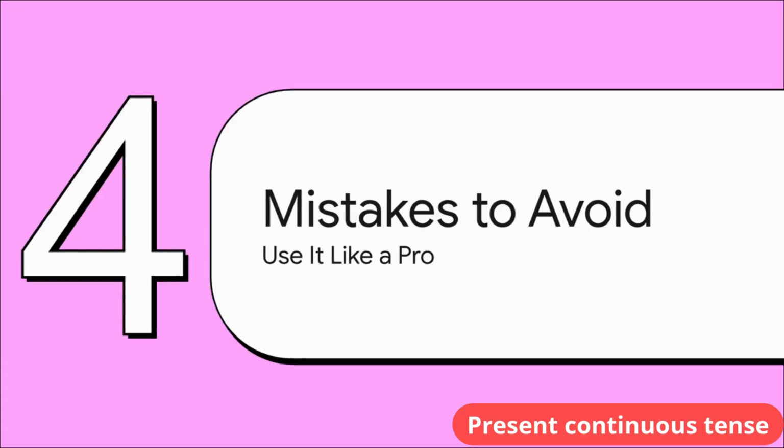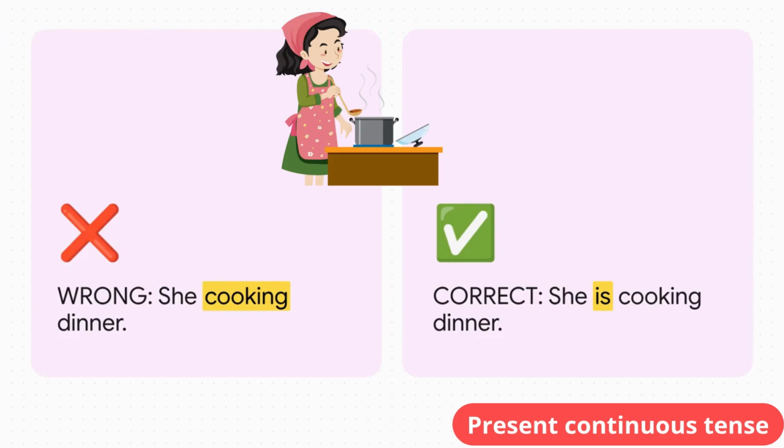All right, now that you know all its cool powers, let's talk about a couple of common pitfalls. But don't think of these as mistakes. Think of them as pro tips to help you use your new grammar tool like, well, a pro. Okay, here it is. The number one most common mistake, people forget the verb to be. It's the engine of the sentence. If you say, she cooking dinner, that's like a car with no engine. It's not going anywhere. It has to be, she is cooking dinner.